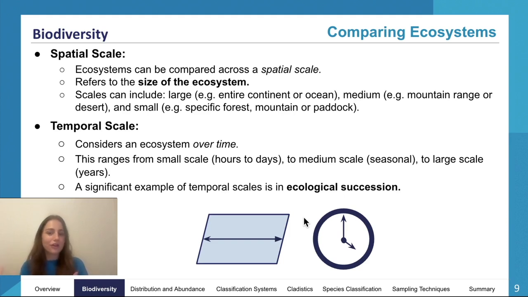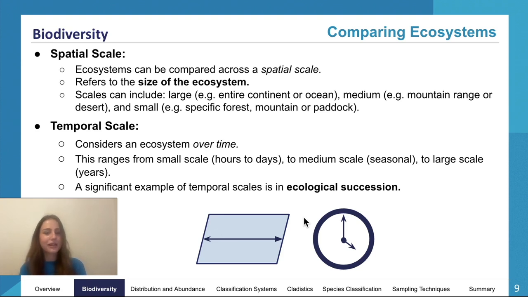Separating ecosystems by size really helps us to understand how they function at different levels. What's happening in the middle of Australia, in the arid desert, for example, is very different from what's happening in the cities. They're still technically a part of the same ecosystem, but they're made up of other ecosystems. So there are a lot of layers to it, and that's why it's important to separate by spatial scale.